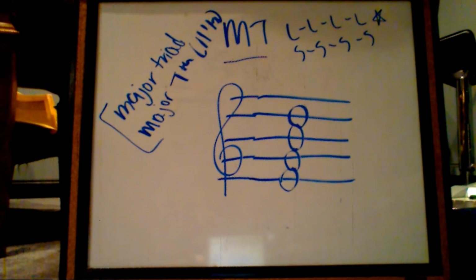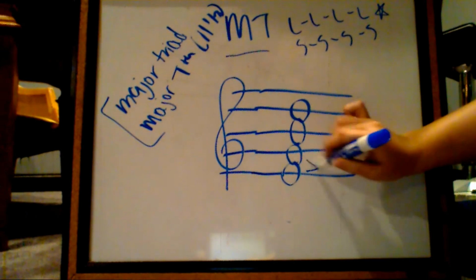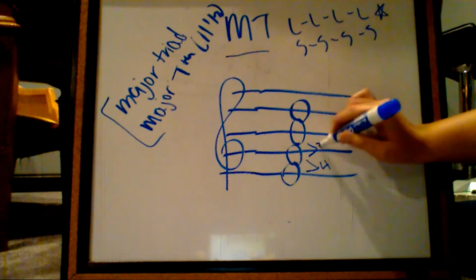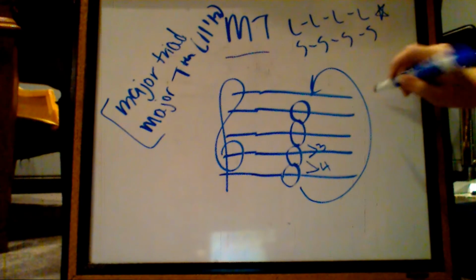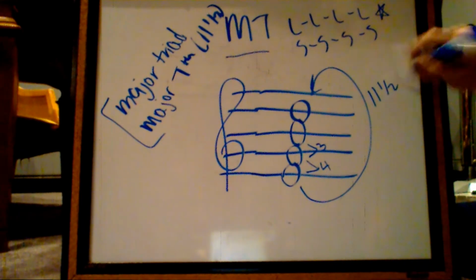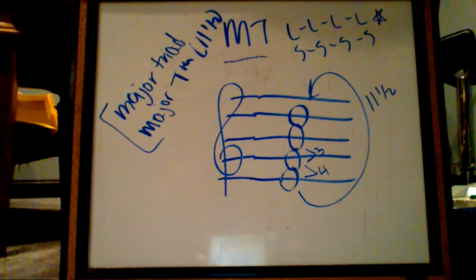And we, remember, have to go 4 from here to here, 3 from here to here to make it a major triad. From here to here, 11 half steps to make it a major 7th interval, or just a 7th interval.